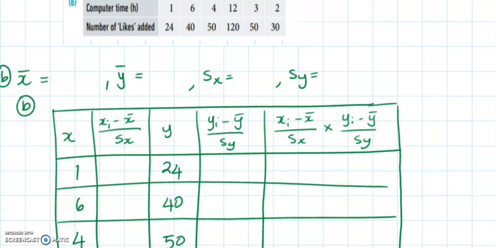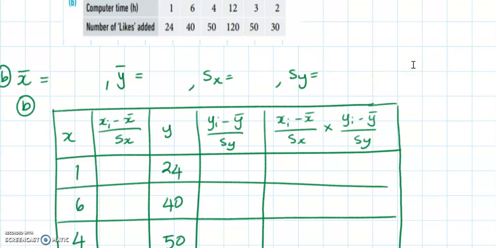Okay, we're going to look at an example on how to calculate the correlation coefficient manually. This example looks at the bivariate data of computer time in hours and the number of likes that have been added over the period of time. The first thing you do is use your scientific calculator in the stats mode to calculate the mean for your dependent and independent variable. We calculate the mean for the two variables and we also calculate the standard deviation for both of them.